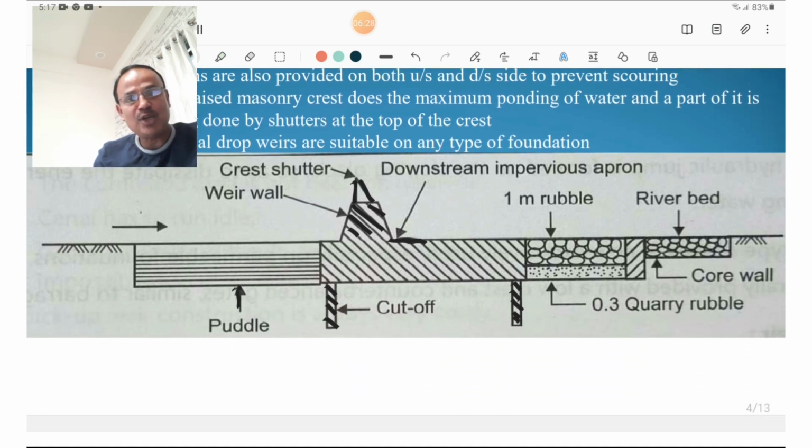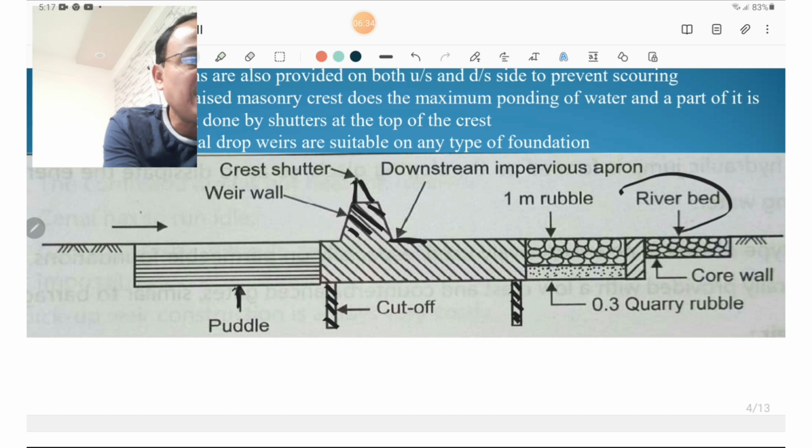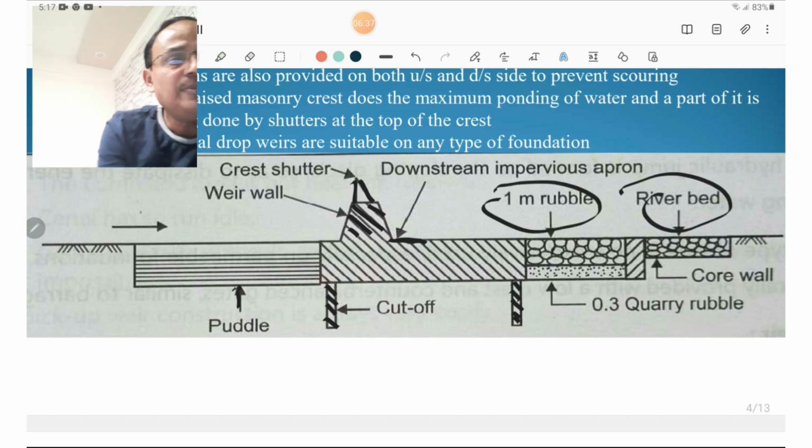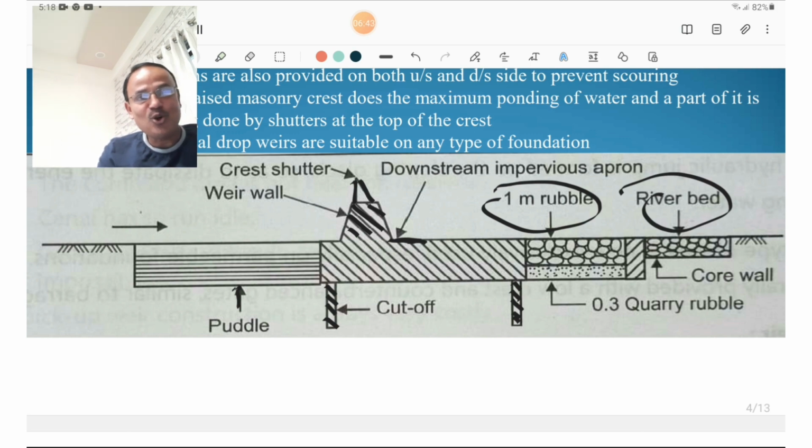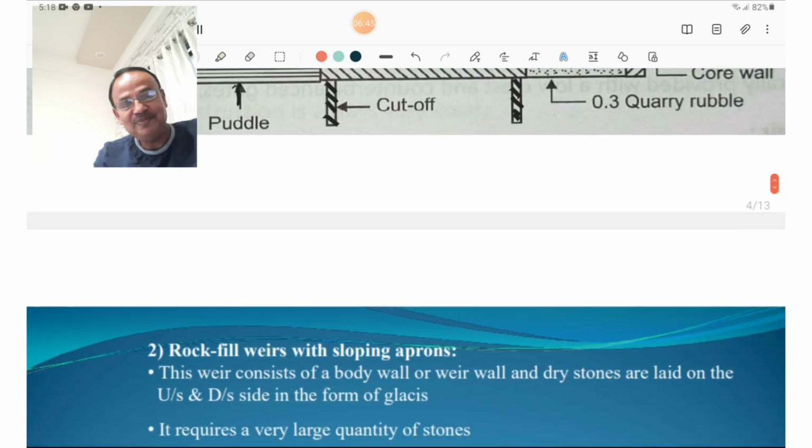You must know the weir wall, the upstream side, the downstream side, and the downstream protection works, which are shown here in terms of 1 meter rubble filling, 0.3 meter of quarry rubble filling, and core wall construction is also there.